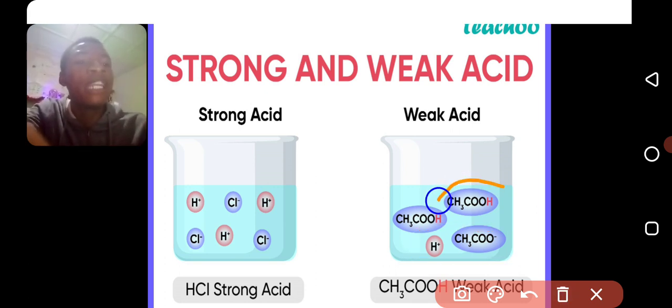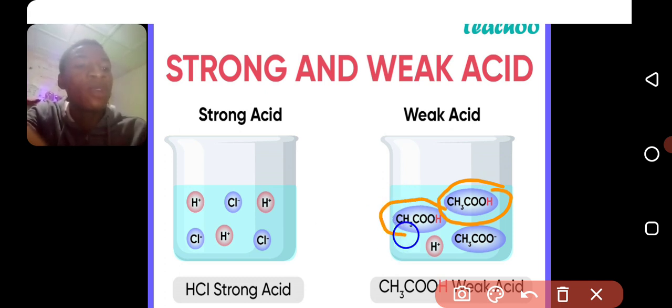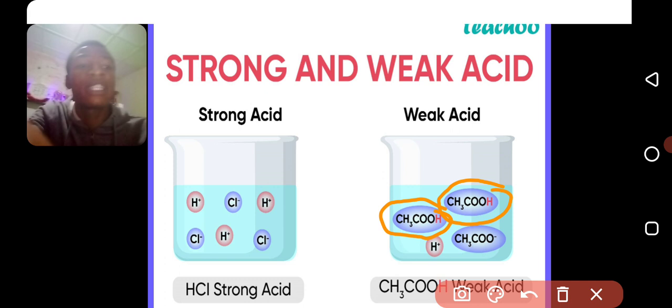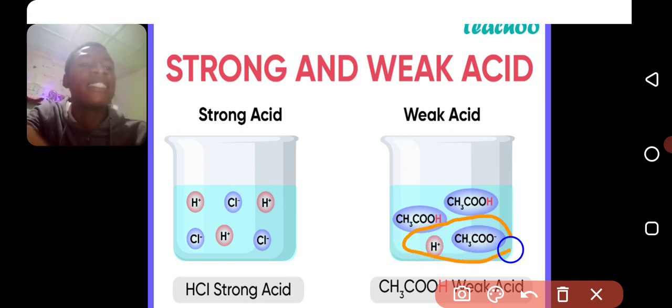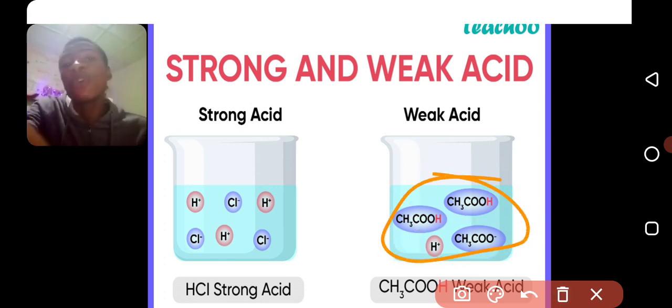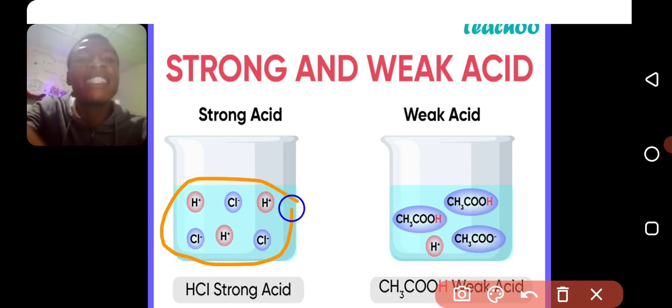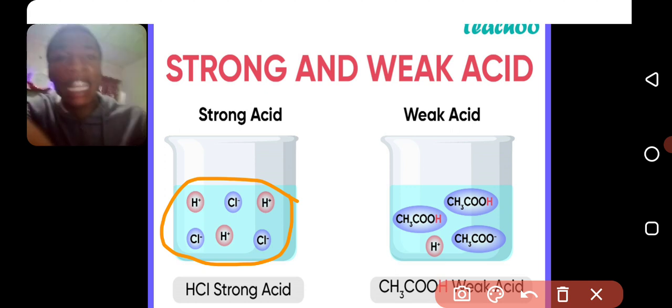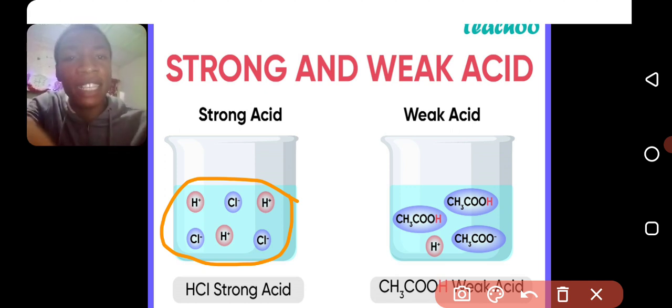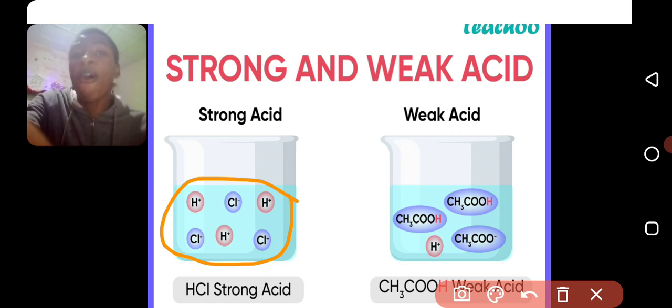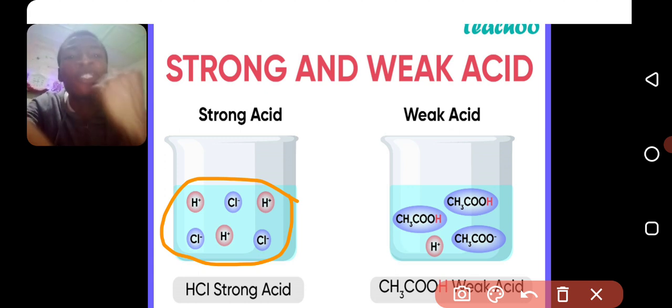See, in this one now, the hydrogen could not dissociate. In this one, the hydrogen could not leave because the acid is not strong. But if you look at this place, only this one is able to dissociate out of the many molecules inside acetic acid. So it partially ionizes in water, unlike here where there's a complete ionization. So in chemistry, when you talk about strong and weak, you are talking about the degree of ionization, the extent of dissociation in water.